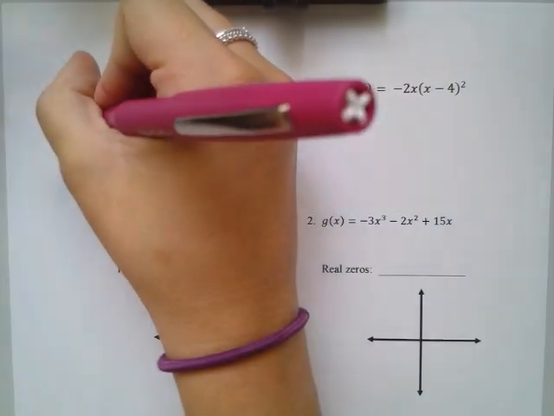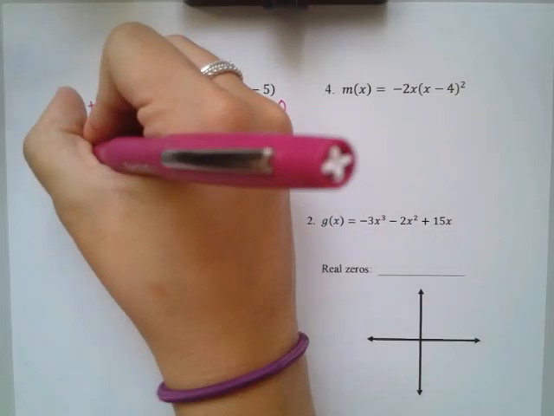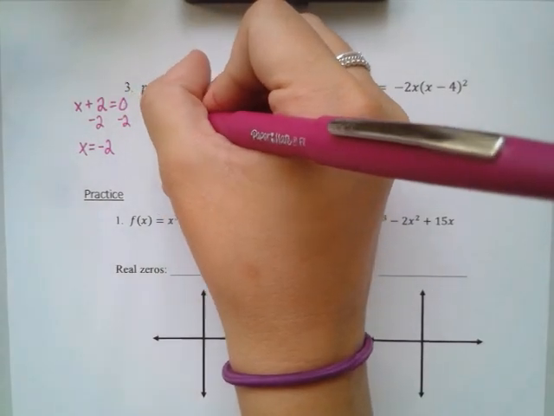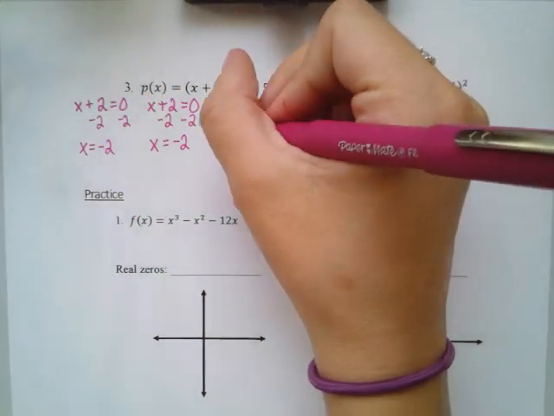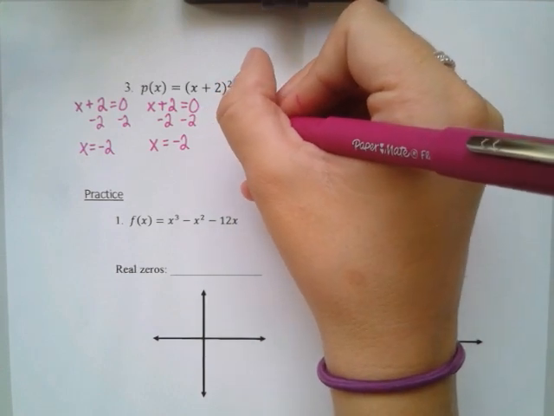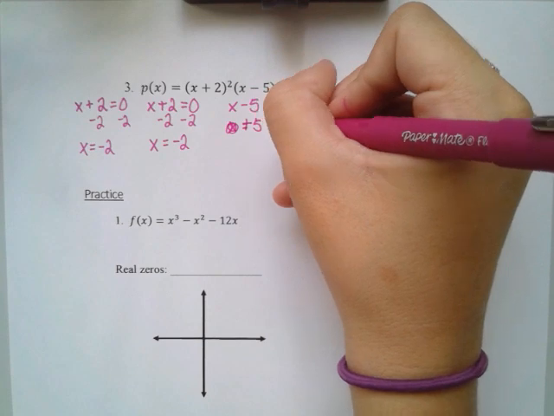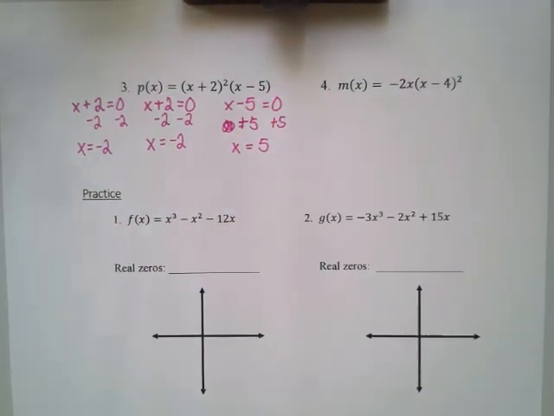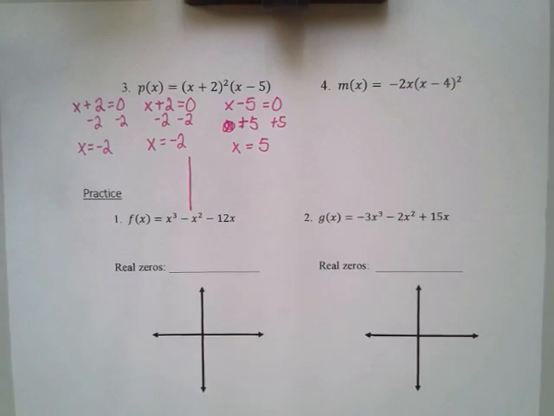When I solve each of these, I'm going to start by subtracting 2 from each side, which gives me x equals negative 2. The same thing for the second equation, which gives me x equals negative 2. And finally, for the last one, I'm going to add 5 to each side, which gives me x equals 5. Now, I'm going to go ahead and sketch my cubic function. I'm sorry, there's a little bit less room here.